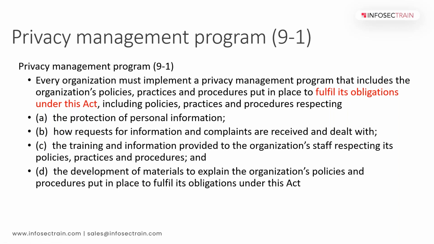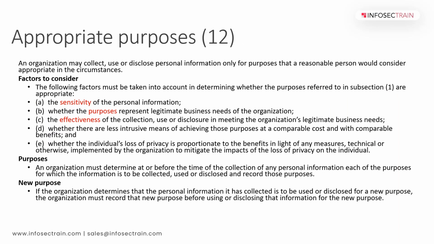So you're going to see what a subject access request is, which is taken care of as part of this particular one. So appropriate purposes, where it is going to be there. The following factors: the sensitivity of the personal information, that is always going to be looked for. The purpose, again, same thing everywhere. The purpose is the one which is going to distinguish why we are doing the legitimate business. So the purpose represents the legitimate business needs of the organization, effectiveness of the collection, which means the correctness of that, and then whether there are less intrusive means of achieving those purposes, comparable cost with comparable benefits. These are the secondary ones. The main thing is the sensitivity and the purpose.